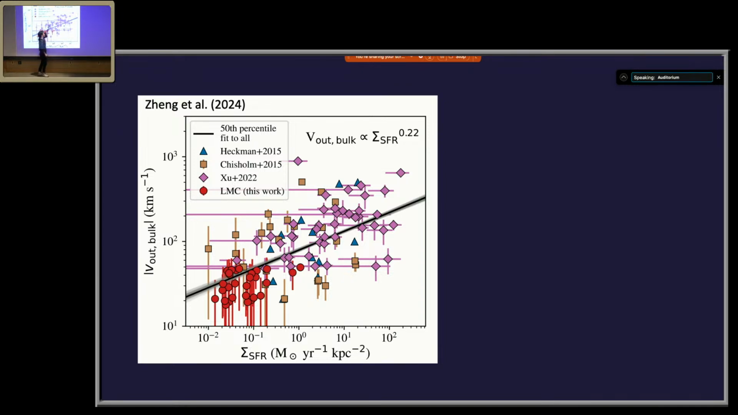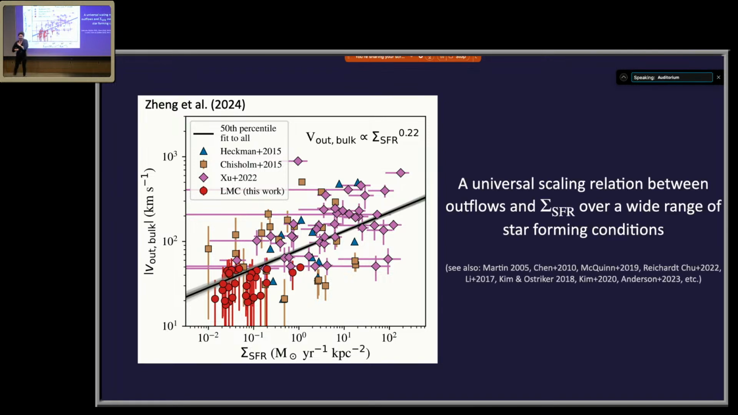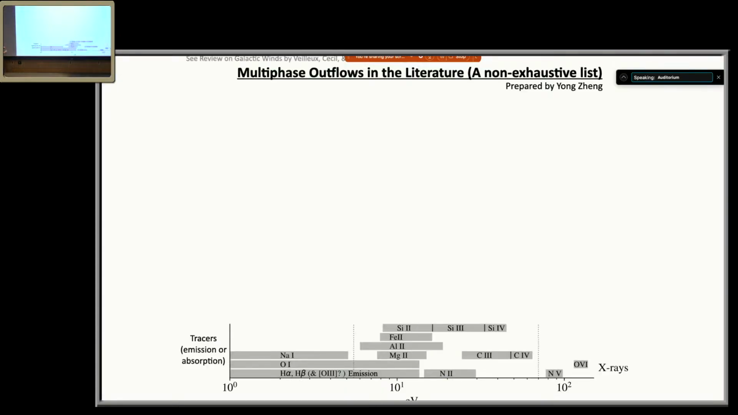And then compared to the rest, these are starbursting galaxies that drive much faster and more violent outflows. The main takeaway for this is there is this coherent picture, or a universal relation, between the outflow velocity and the star formation rate surface density across 4 orders of magnitude that we are talking about here. All right, so let me put this in an even bigger picture.